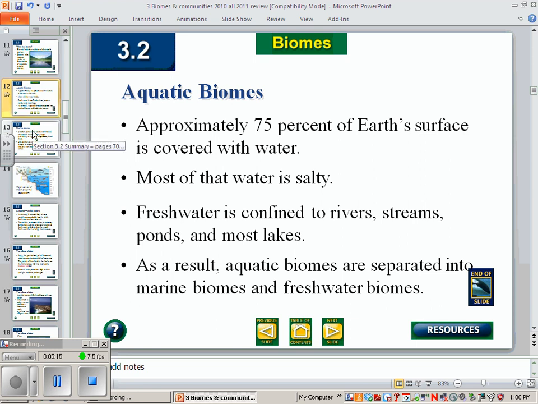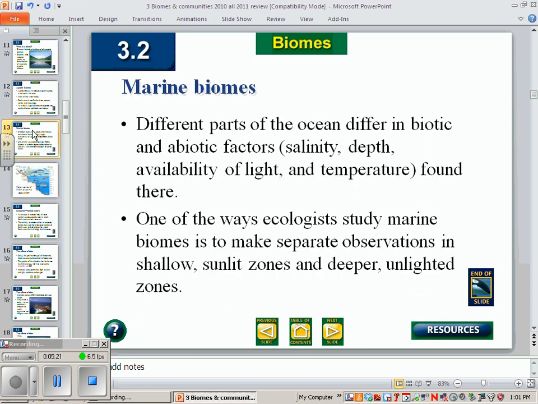We have freshwater biomes that are going to be your lakes, ponds, streams. We have marine biomes, which is going to be mainly the salt. Notice they differ in salinity, depth, light, that is whether it's photic with light or aphotic without, and temperature that is going to be located there.